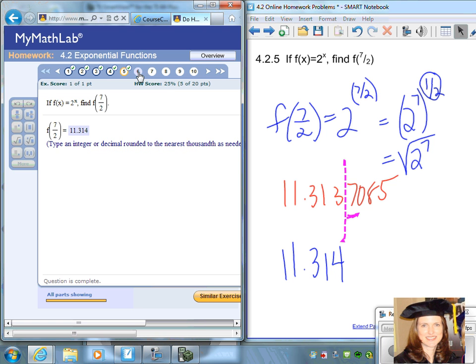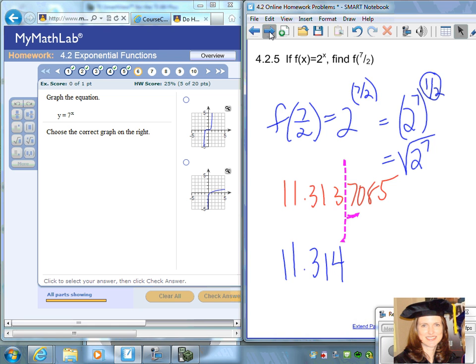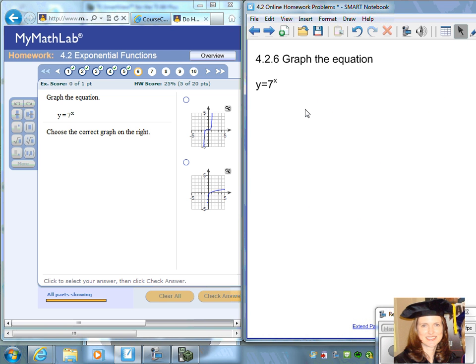Okay, let's look at number 6. Here we want to graph the equation y equals 7 to the x power. This is an exponential function because there's a variable in the exponent. It will often look like exponential growth or exponential decay. So it's either going to start low and grow exponentially higher, or it's going to start high and then decay exponentially, getting lower and lower, eventually flattening out.